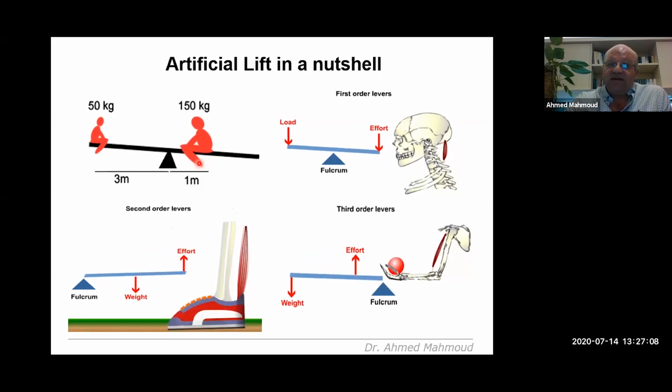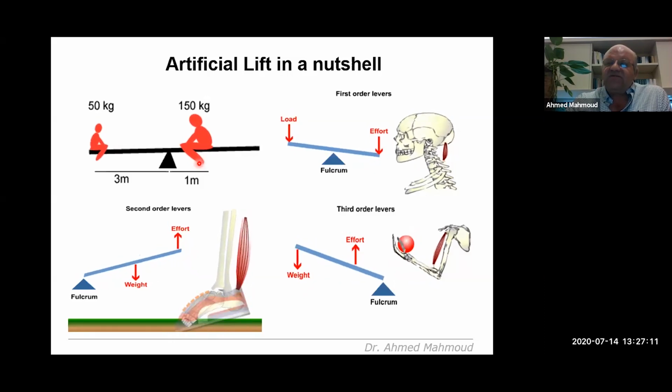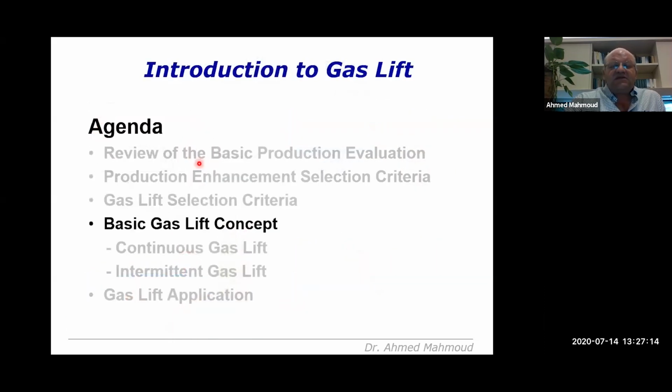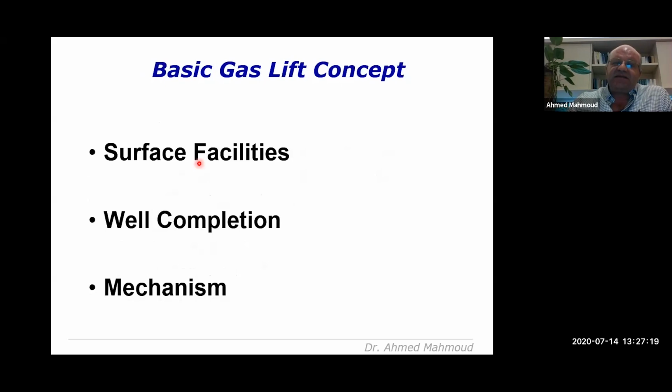And this concept of momentum is also applicable for all artificial lift systems and for gas lift. So what's the momentum part in gas lift? The momentum part in gas lift is based on my ability to combine these three things together: the surface facilities, the well completion, and the gas lift mechanism. Then I'll have this full momentum lever system where I can apply a small amount of gas and get a very big volume of oil coming out. So let's go into the basic gas lift concept within these three main criteria, one by one, step by step.